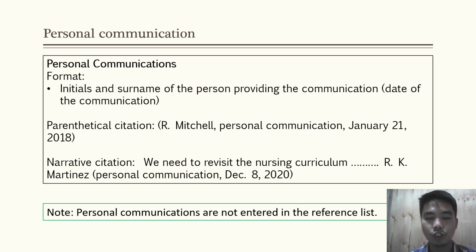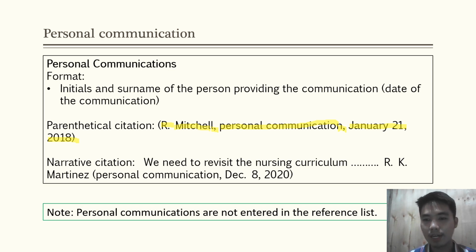In parenthetical citation, no, we enclose the information inside the parenthesis, starting from the initial of the person whom you interviewed and the surname, followed by a comma, and we spell out the words personal communication, again followed by a comma, followed by the exact date: the month, the date, and the year of your personal communication or the year of your interview.